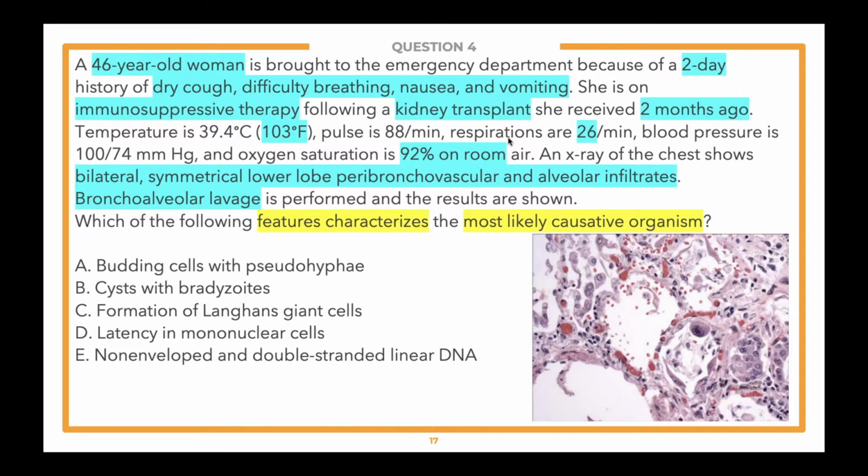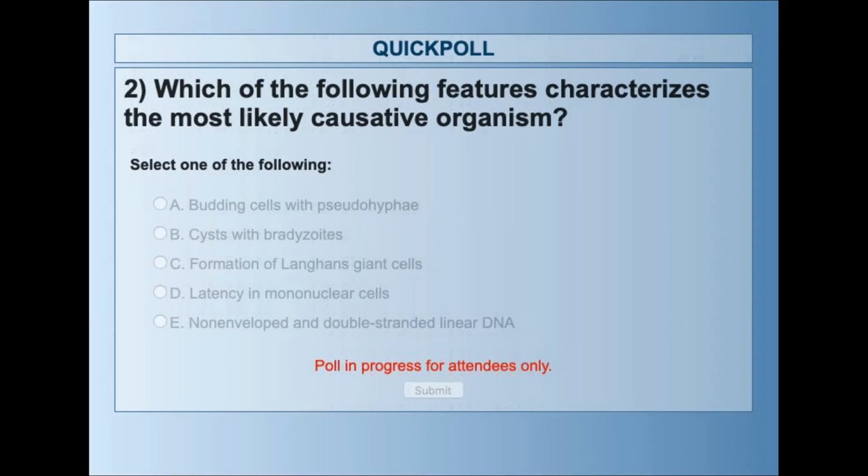So we will go through those answer choices. Answer choice E, non-enveloped and double-stranded linear DNA. D, latency in mononuclear cells. C, formation of Langerhans giant cells. B, cysts with bradyzoites. A, budding cells with pseudohyphae. So we're going to go ahead and open up that poll. Go ahead and select the answer that you think is the best answer here. We'll talk about it in just a few seconds.